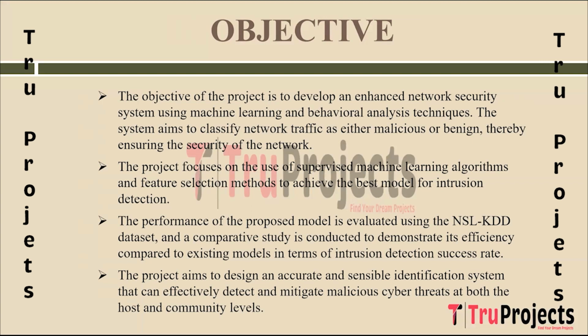The project's overarching goal is to create a highly accurate identification system capable of effectively detecting and mitigating malicious cyber threats. Importantly, this system is designed to operate at both individual host levels and on a broader community scale. This implies that the system aims not only to protect individual devices but also to contribute to the security of the entire network community by detecting threats that might affect multiple nodes or systems.